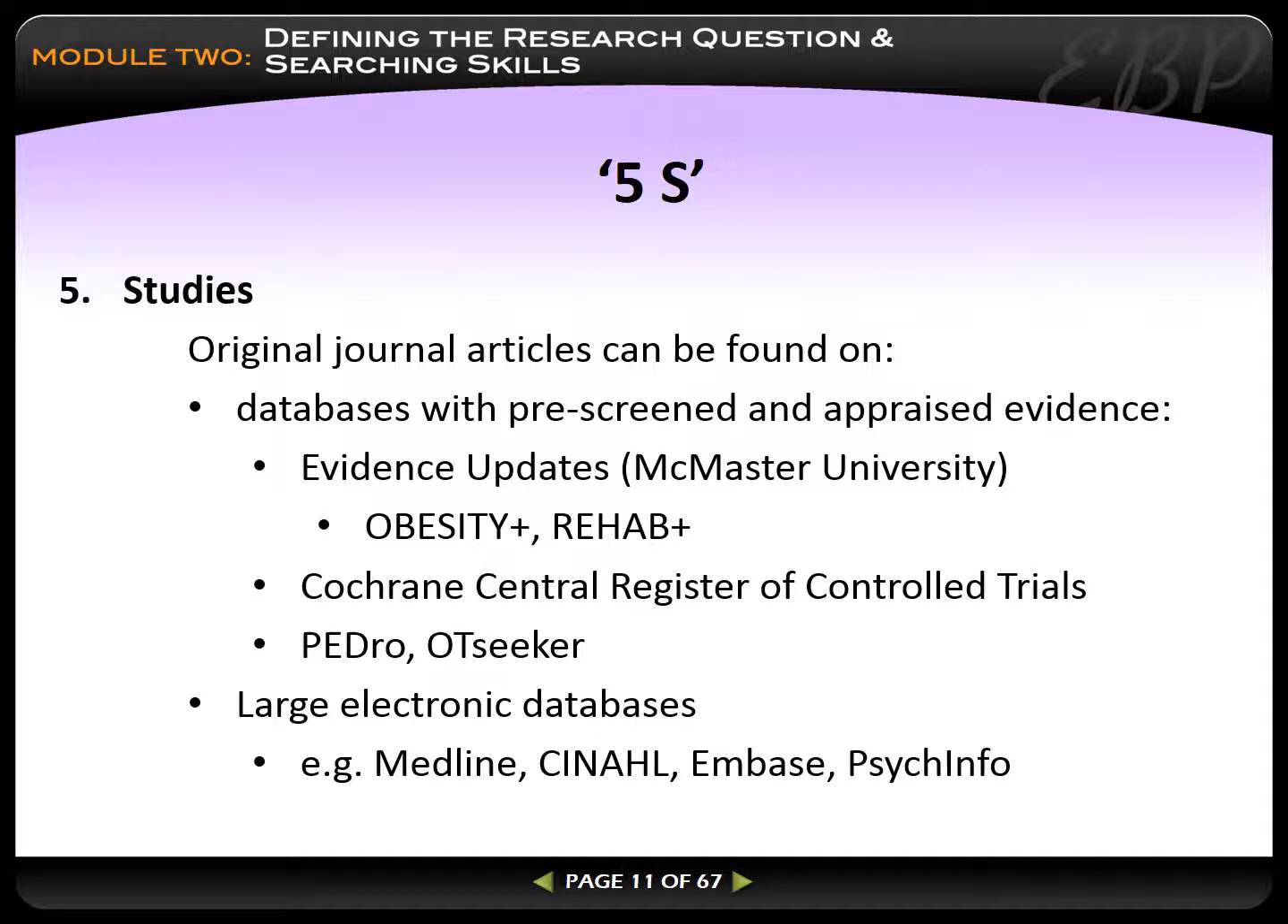When we look at studies, we can find original articles, and U of T has one of the most extensive online library collections in the world. You won't have any trouble finding a journal that you're looking for. They have large electronic databases such as Medline, CINAHL, and several others that are useful for physiotherapy.